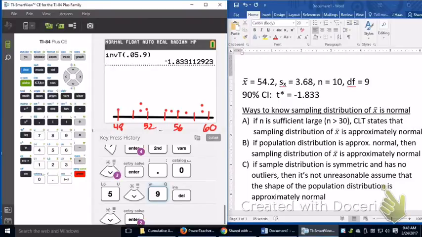I can also use the same thing to get a box plot. There's my minimum, there's my maximum. My median would be between the 5th and 6th data point. My quartiles would be about at the 3rd and the 8th data point. So your box plot would look something like this.